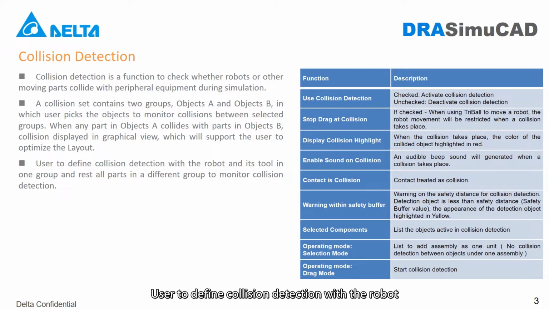The user can define collision detection with the robot and its tool in one group and all the rest of the parts in a different group to monitor collision detection. Setting functions description as below.